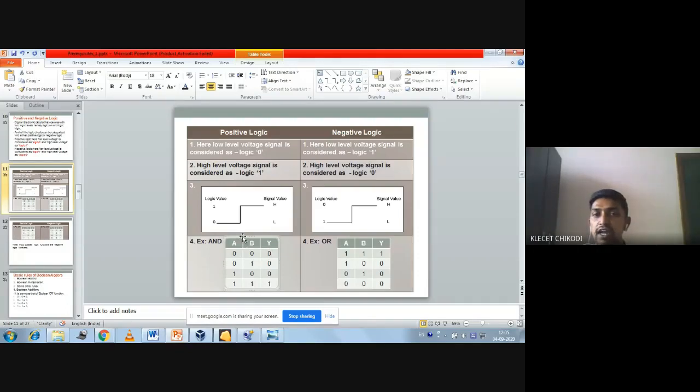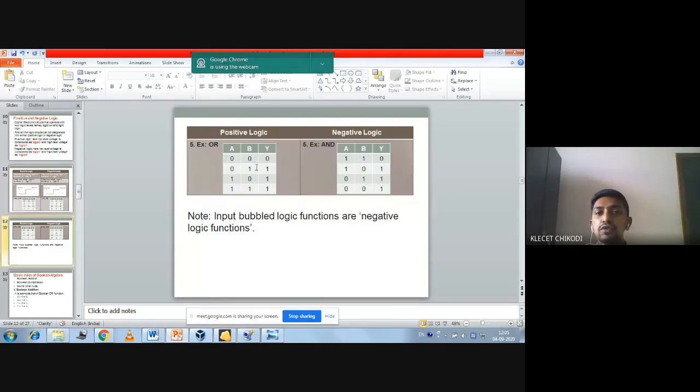This truth table for the AND gate considers positive logic, and this truth table is considered using negative logic for the OR gate. So the meaning of this is that the positive logic AND gate is equal to the negative logic OR gate. Similarly, in the next case also, the positive logic OR gate is equal to the negative logic AND gate. You can see that both the truth tables are identical for 1 1.